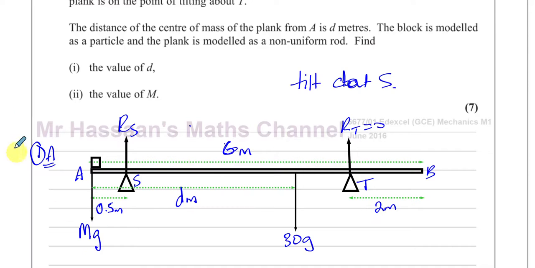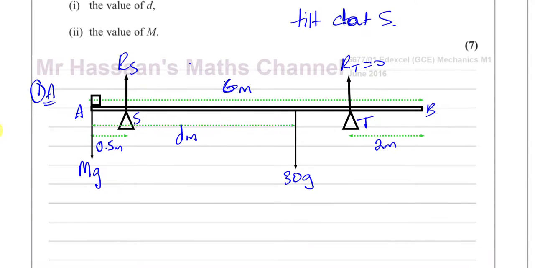If we take moments about S, it will help us here. We know it's in equilibrium and on the point of tilting. Taking moments about S will eliminate the force at S, which we don't know, because it's the sum of these two. The moments of the forces acting at S about S will be 0, because the distance of the force from S is 0. The moment is the perpendicular distance of the force from the point times the force.